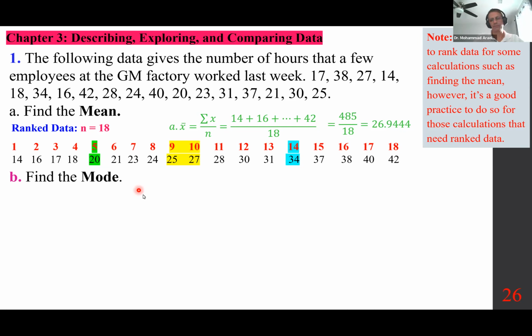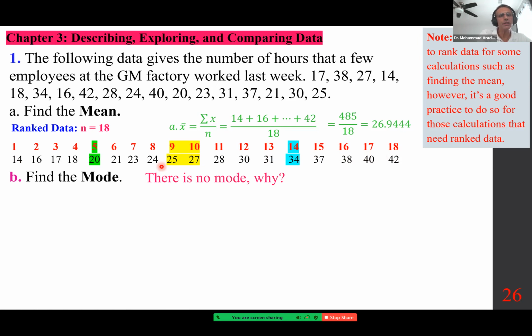Find the mode. There is no mode. Mode is defined as the piece of data with the highest frequency of occurrence. Nothing repeats. Since nothing repeats, there is no mode.